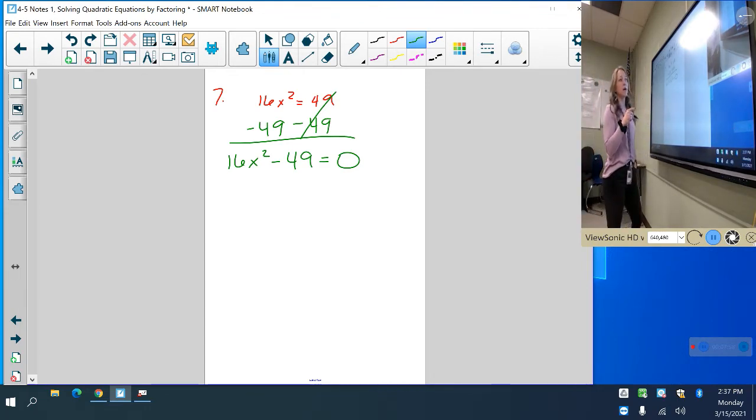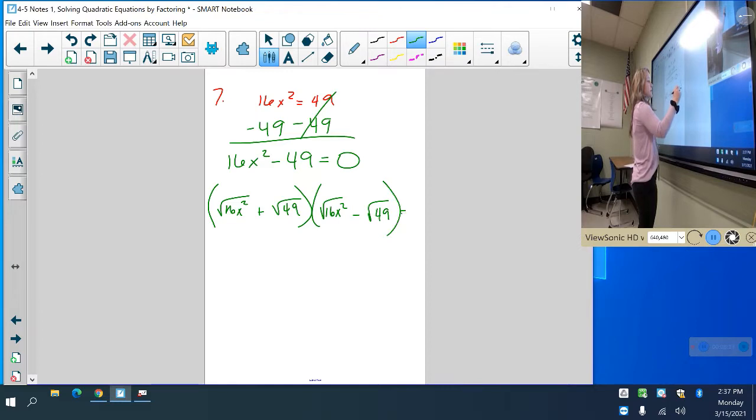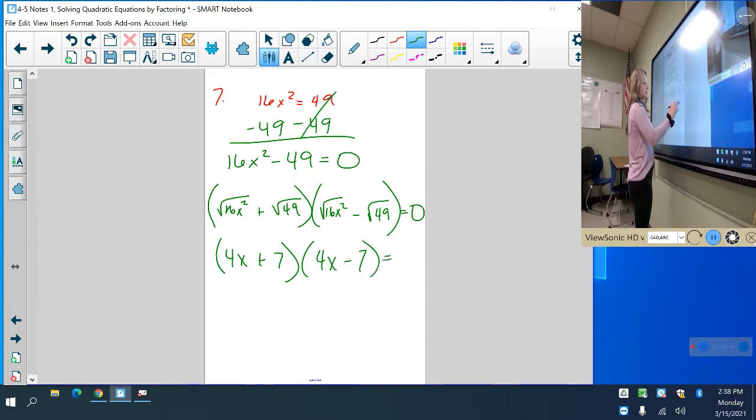Two perfect squares separated by a subtraction sign means that I can take the square root of the first one plus the square root of the second one, square root of the first one minus the square root of the second one, because the middle term is going to cancel out, and that will happen if you do this. Square root of 16x squared is 4x plus 7, 4x minus 7. And now set them both equal to 0 and solve. So 4x plus 7 equals 0, and 4x minus 7 equals 0.